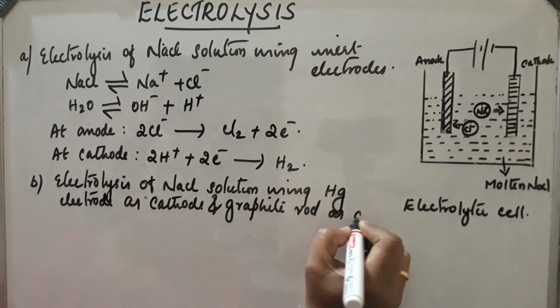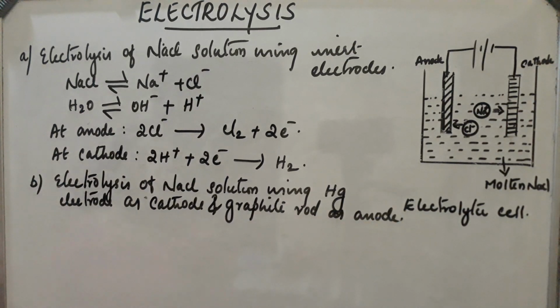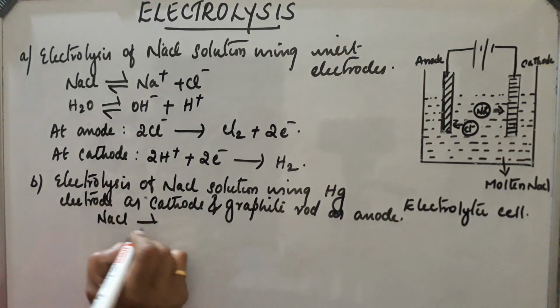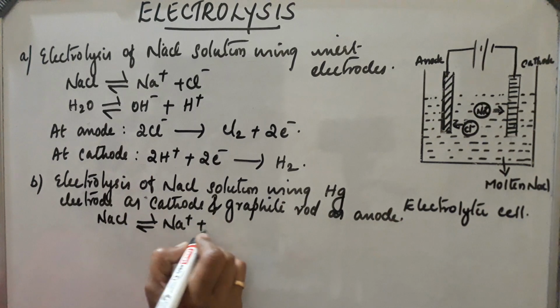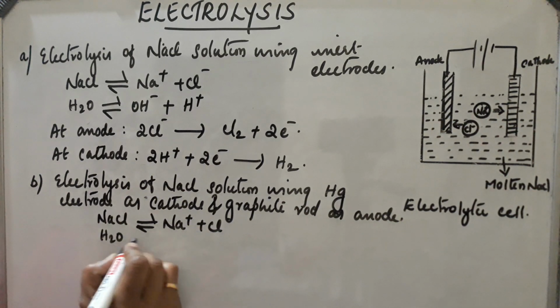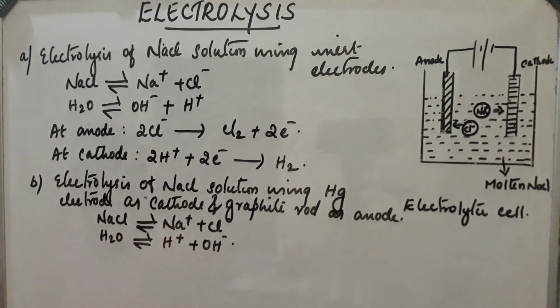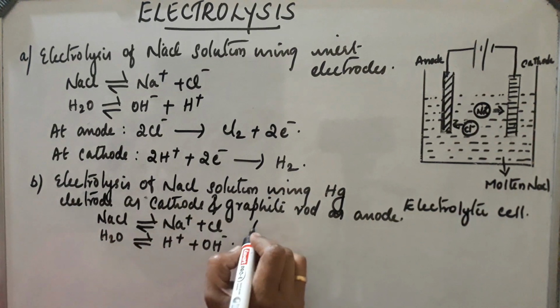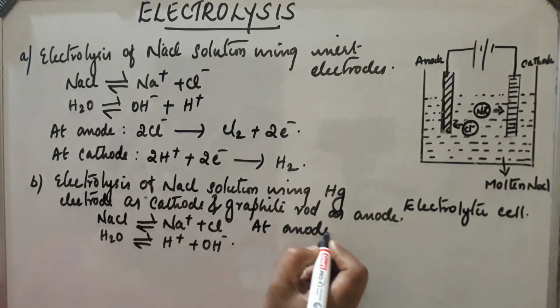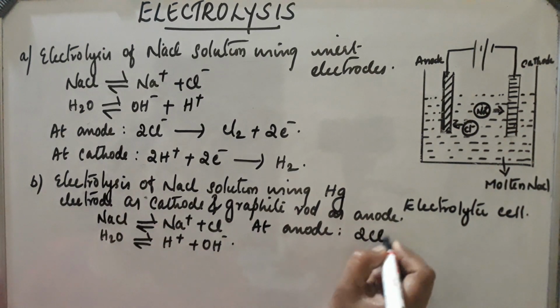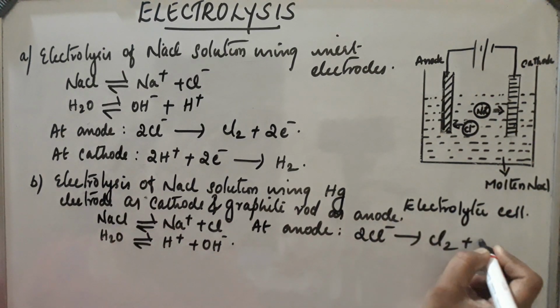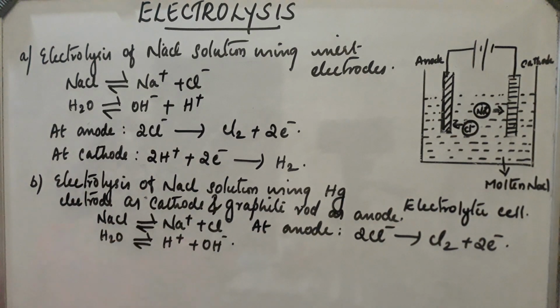as anode. Okay, here what happens? So in this case, same, NaCl dissociates to Na plus and Cl minus ions, and H2O to H plus and OH minus ions. Okay. Now what happens at the anode? At the anode, 2Cl minus gets converted into Cl2 and 2 electrons are released. Okay. So here 2 electrons will move towards the cathode. Okay. So what happens at the cathode?